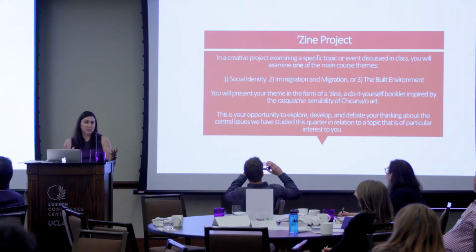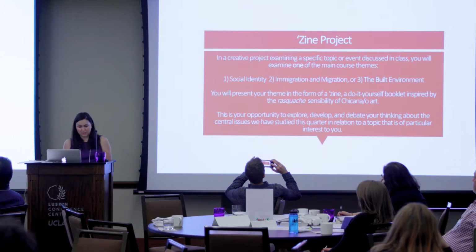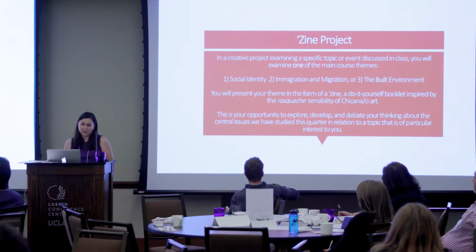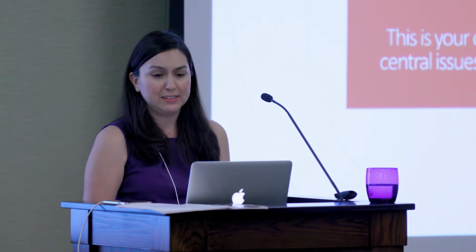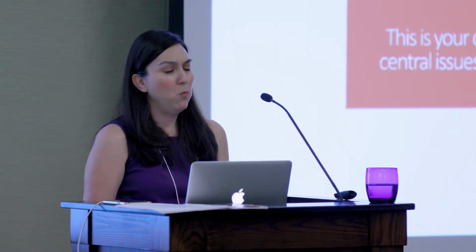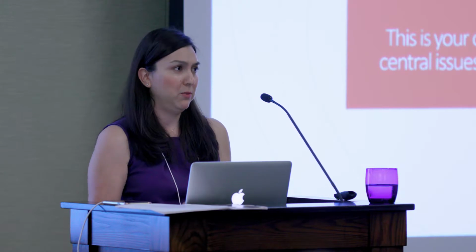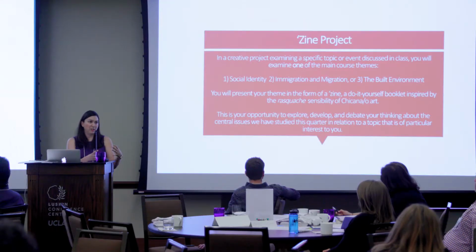This is an excerpt from my zine prompts, which I'll read out. So it says, in a creative project examining a specific topic or event discussed in class, you will examine one of the main course themes. So I have three to choose from: social identity, immigration and migration, or the built environment. Within that, they can get more particular, but they have to fit within these general parameters.